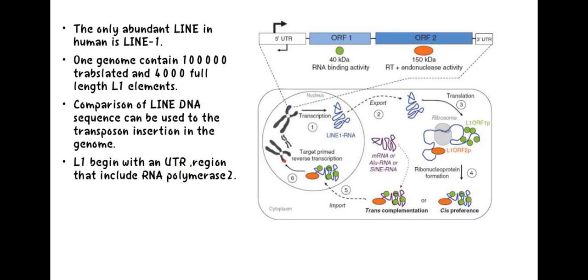The only abundant LINE in humans is LINE-1. One genome contains 100,000 truncated and 4,000 full-length L1 elements. Comparison with LINE DNA sequences can be used to date the transposon insertion in the genome.